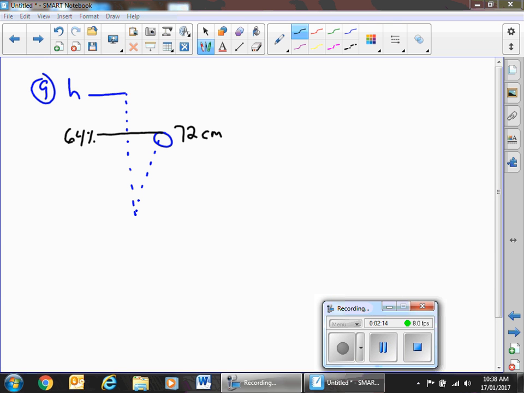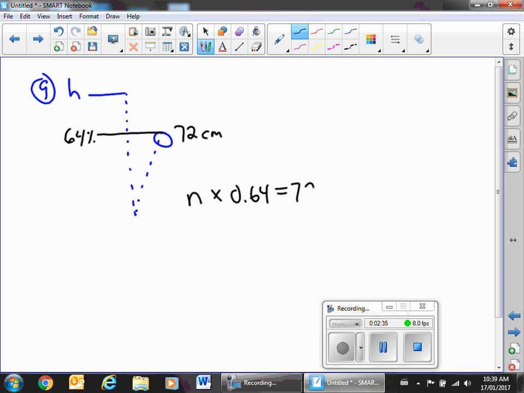But we do know that when it bounces, it goes up to 64% of its original height. And we know that that 64% is 72 centimeters. So what we're saying here is that when we take a number and multiply it by 0.64, it's going to equal 72. If we take 100% of our original height and multiply it by 64%, it's going to give us 72. Okay, so let's take a look at that.